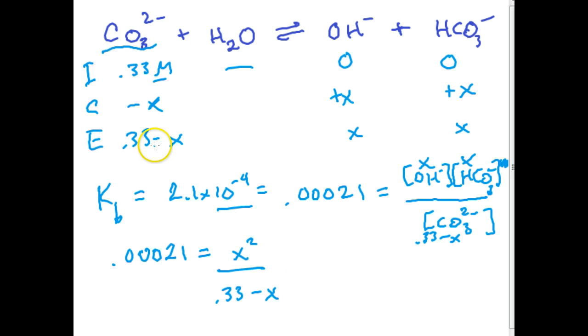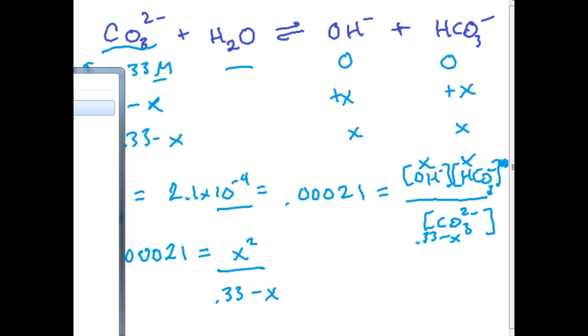I mean, we'll see in a moment here that x is such that 0.33 minus x equals 0.32. So in your class, Sammie, it might be perfectly fine to still ignore the minus x here and just call this 0.33. But for now, I won't do that. I'm going to work through this. I'm going to solve the quadratic equation with it.